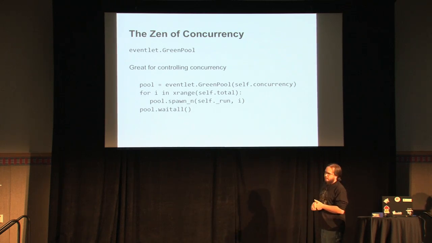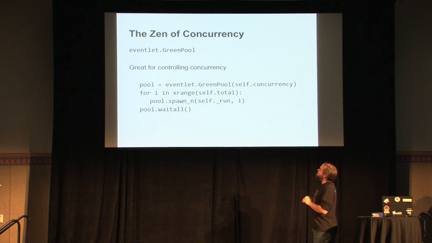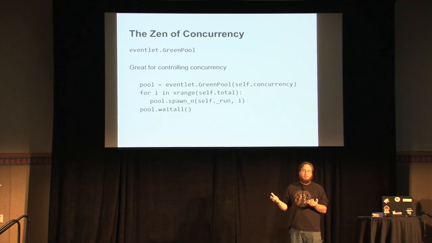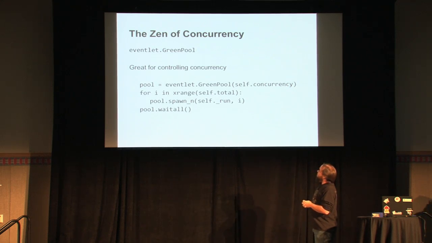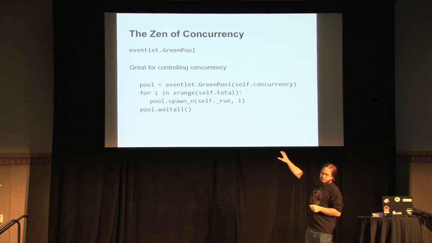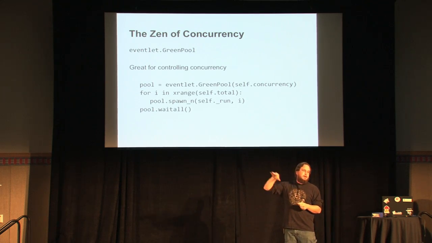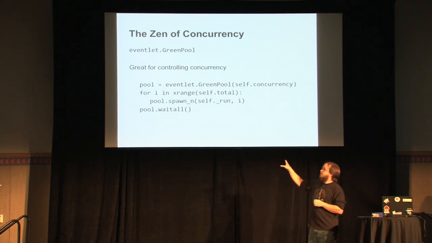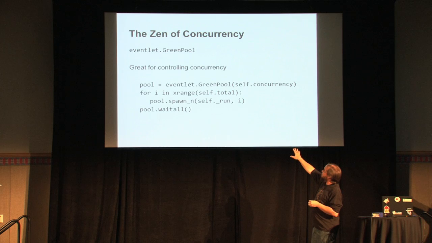This is just some code I pulled out of SwiftBench, which uses this. Basically it sets up a green pool for however much concurrency you want the benchmarking tool to run at. And then what it does is spawn a lot of processes. So the spawn and the spawn_n calls are basically just lightweight, spin up a green thread and run this function. So it's running the self.run function.